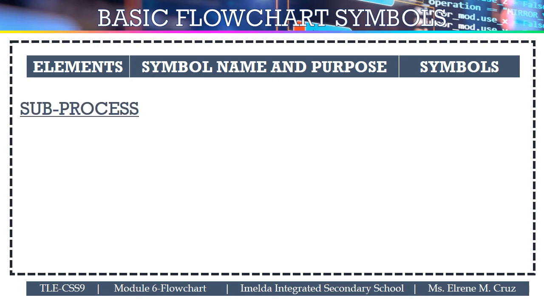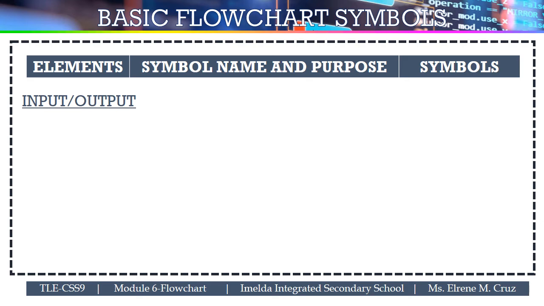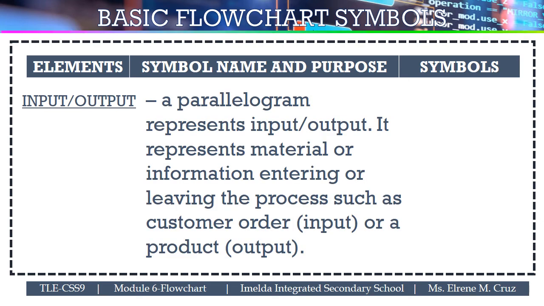The next one is sub-process. Sub-process is represented by a rectangle with double lines on each side. It is a major process that could be broken up into simpler processes developed into another flowchart. Here is the symbol for sub-process. Input or output. A parallelogram represents input or output. It represents material or information entering or leaving the process, such as a customer order, which is input, or a product, which is output. Here's the symbol for input and output.